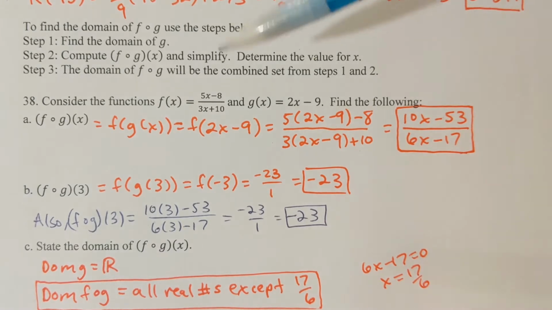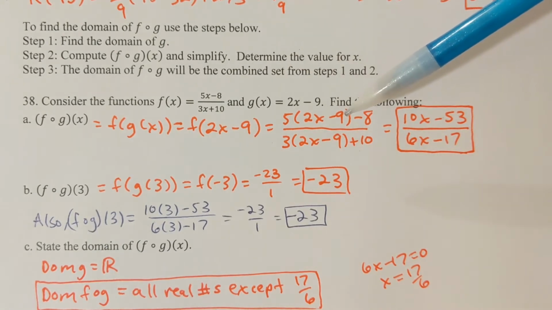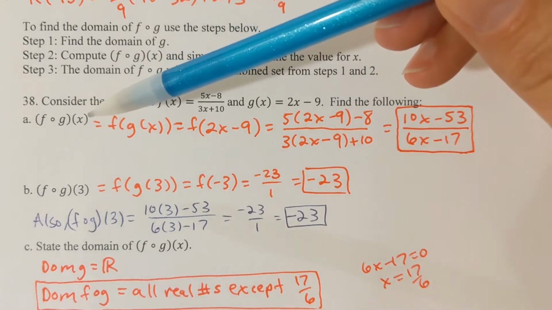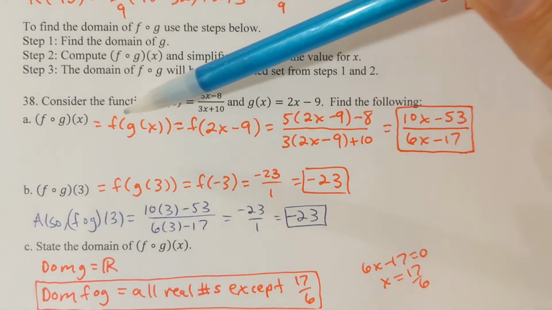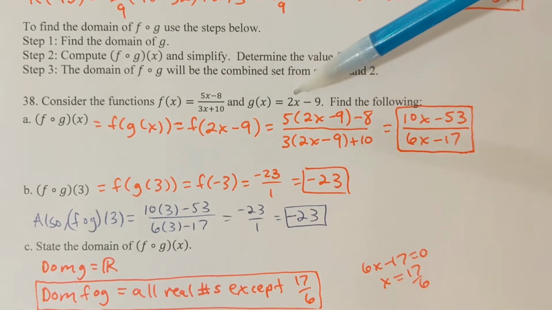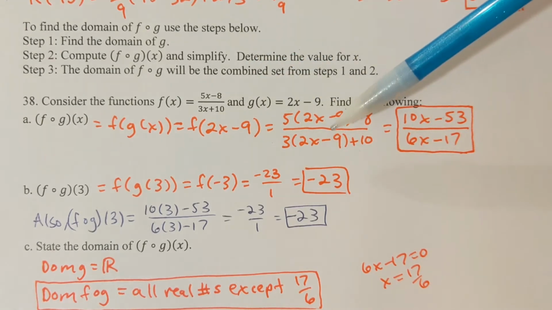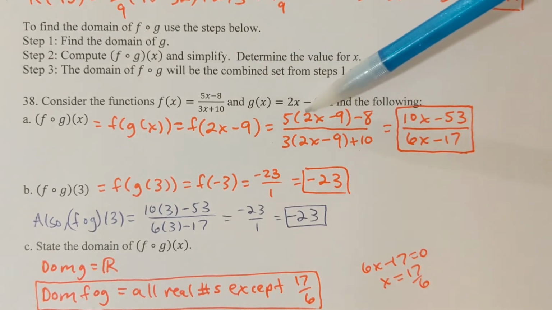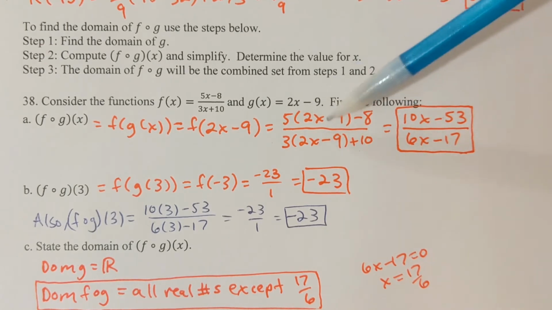All right, so let's take a look at problem 38 here. I've got two functions, f of x and g of x, and I want to compute f composed g of x. Well, that means I got to find f of g of x. G of x is 2x minus 9. So everywhere that I see an x in f, there are 2 of them, I need to replace those with 2x minus 9. I've done that on the next line here. Replace x with 2x minus 9, and then simplify.